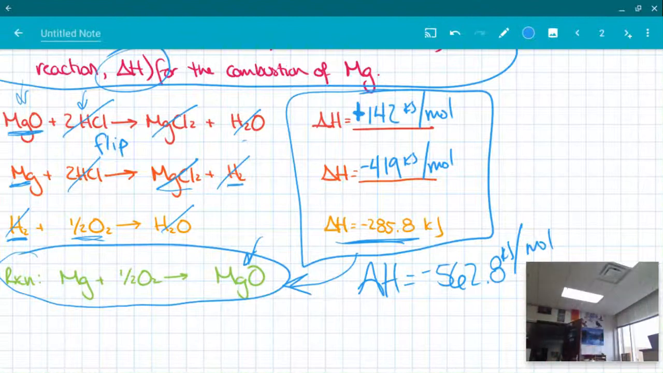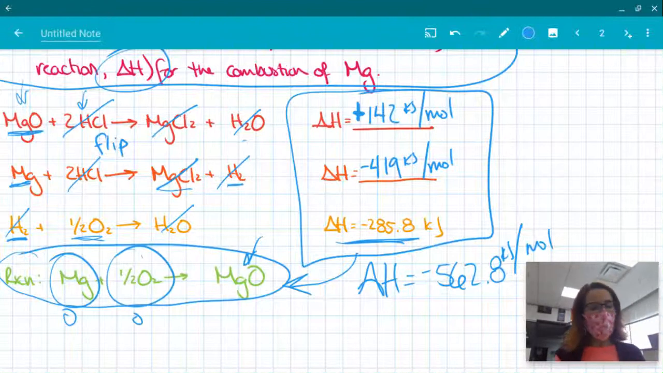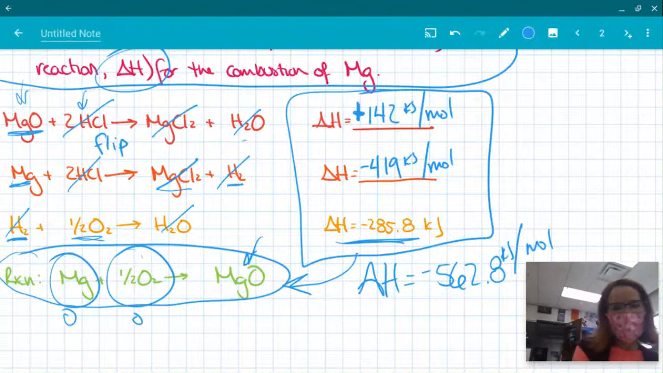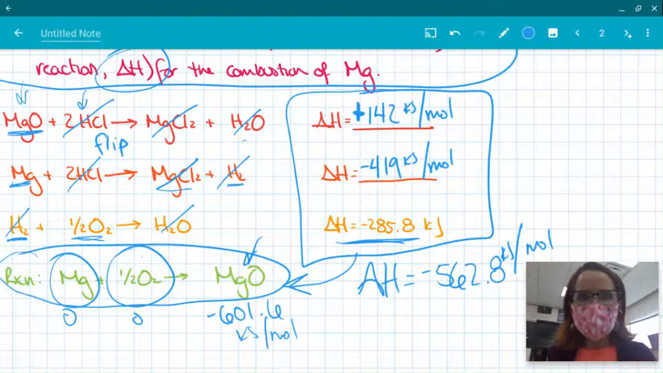So we're going to look up, and I mentioned this in class, but for the target equation, Mg is an element. So on your thermodynamic table, it's a 0. Oxygen is an element. So it's also a 0. So the only one that we need to look up is magnesium oxide, and MgO is a negative 601.6 kilojoules per mole. So this is the right answer. This is the standard answer that's been calculated by scientists in perfect laboratories, not like our styrofoam cup laboratories.